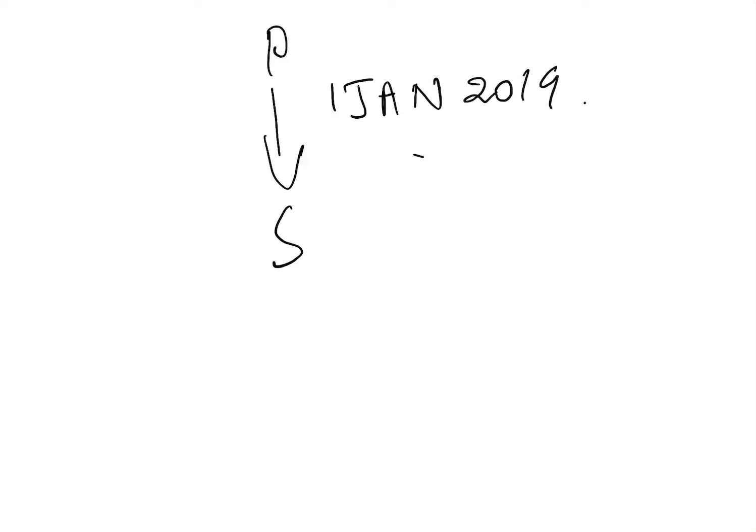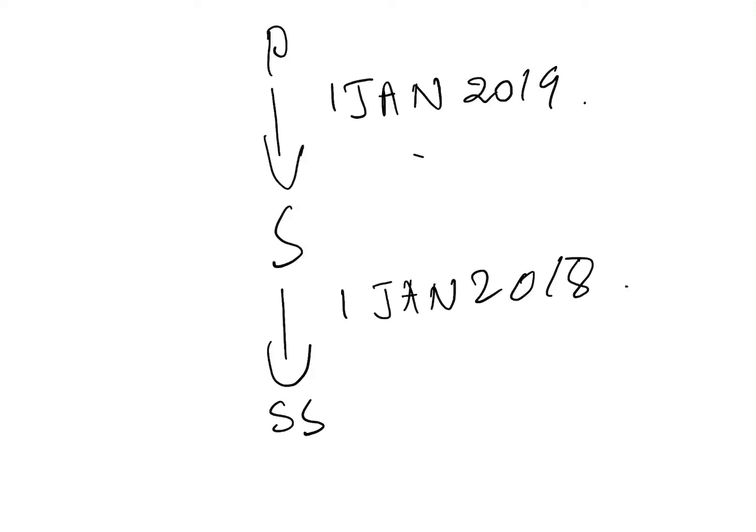Let's say P Limited acquired S Limited on 1 January 2019, and S Limited acquired the subsidiary on 1 January 2018. So the challenge that we have now is that the dates at which this group of companies was formed are different. So when do we start consolidating our financial statements?